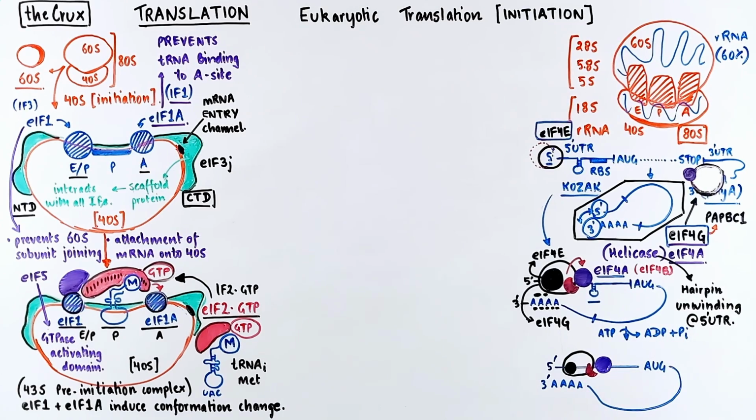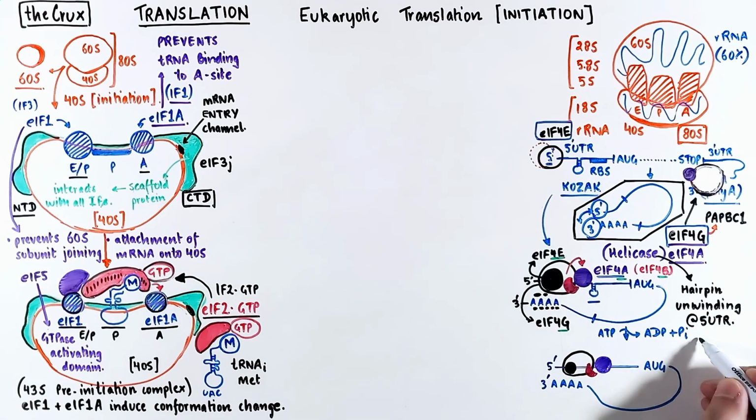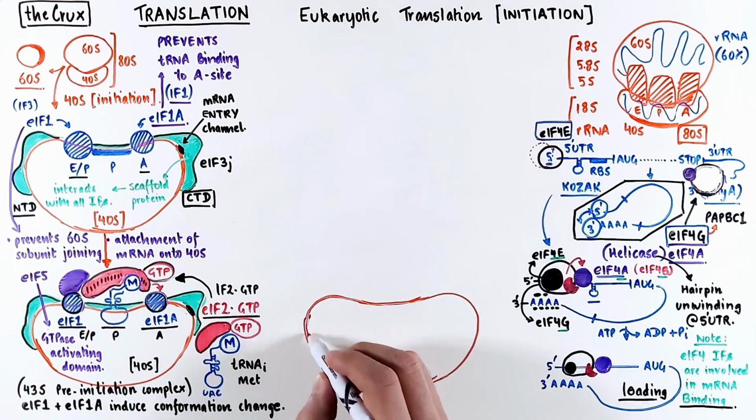To make things easier for remembering all this, note that initiation factors that bind to the mRNA are named 4E, 4G, 4A, and 4B. Essentially, this is saying that initiation factors in class 4 are involved in the mRNA binding, and after binding, they help in the loading of the mRNA onto the 43S pre-initiation complex. Now that this mRNA is ready for loading, let's see how this structure would look after loading.